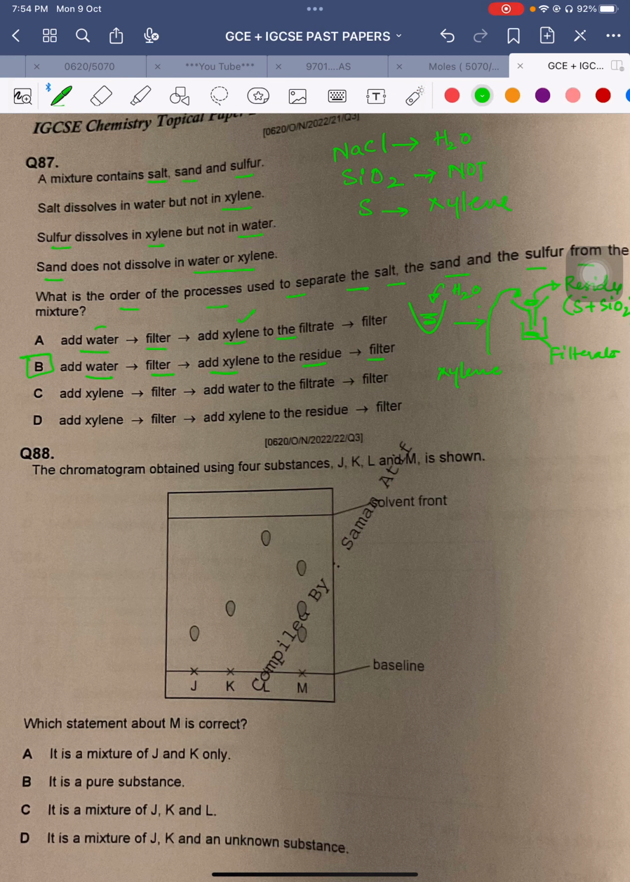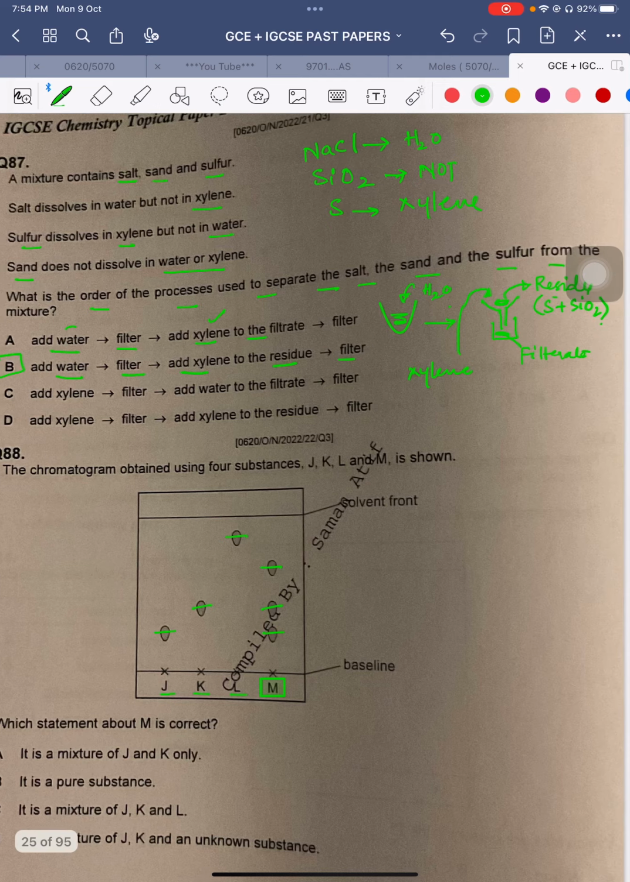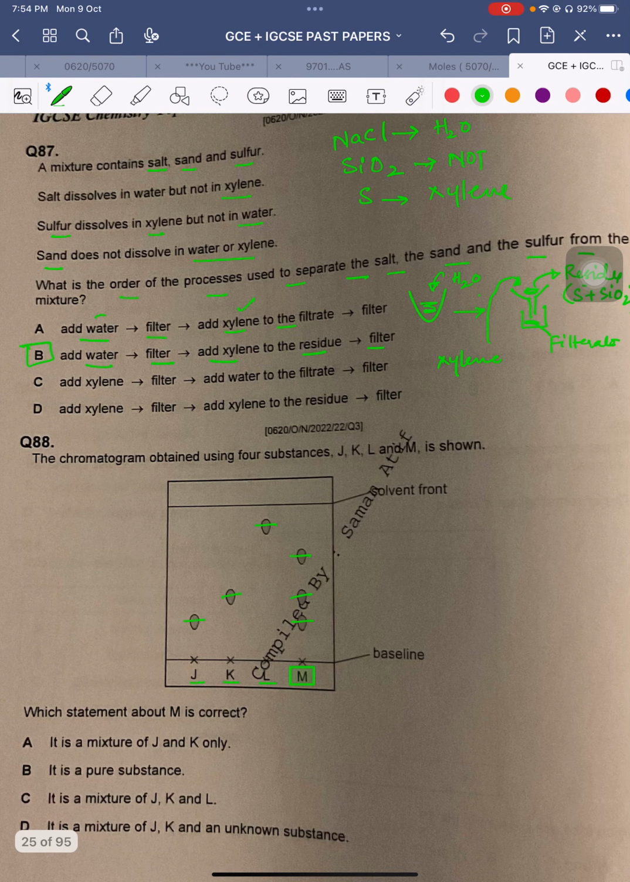Okay, let's read M. M is divided into three components, whereas J, K, and L are each converting themselves into a single spot. M is a mixture, so that's why it is converting itself into more than one spot. So what we can say, it is a mixture of J and K only. Let's check. It is containing J, yes. It is containing K, yes. It is not containing L. So it is a mixture of J and K only.